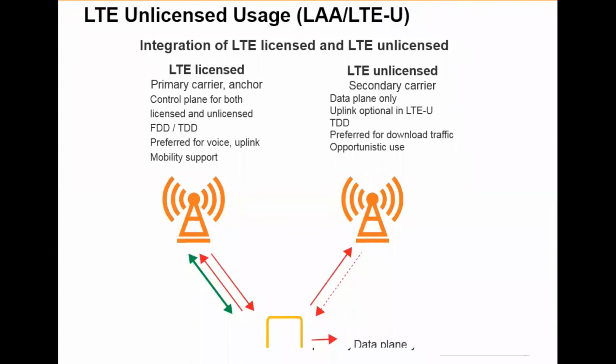It shows you pictorially that you have a licensed path and an unlicensed path. The licensed acts as the primary carrier and the unlicensed acts like the secondary carrier. Control and data, as well as uplink and downlink traffic, happen over the primary carrier, which is your licensed carrier. The licensed carrier can operate in either FDD or TDD mode. On the other hand, the unlicensed, as stated, is currently only downlink supplemental, defined as TDD band 46.